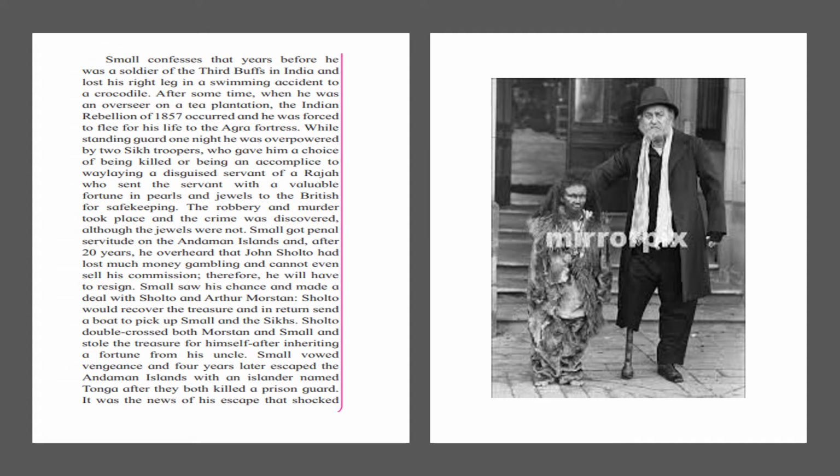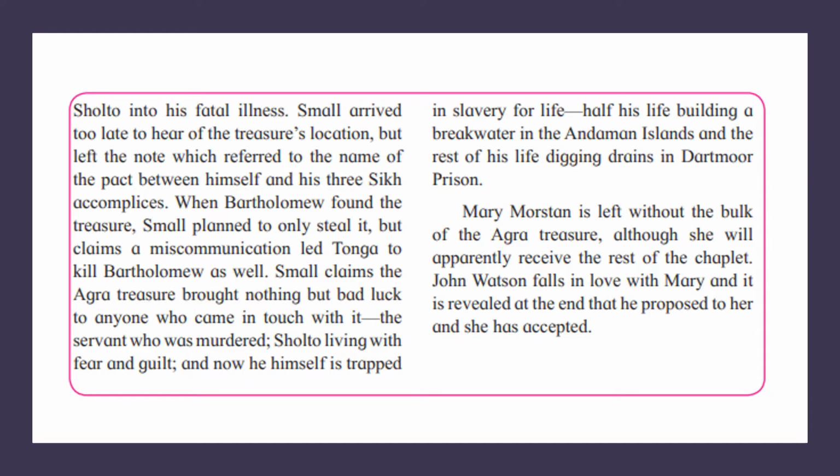Small vowed vengeance and 4 years later escaped from the Andaman Island with an islander named Tonga after they both killed a prison guard. The news of the escape had shocked Sholto into his fatal illness. Small arrived too late to hear of the treasure's location, but left a note which referred to the name of the pact between himself and the three Sikh guards.